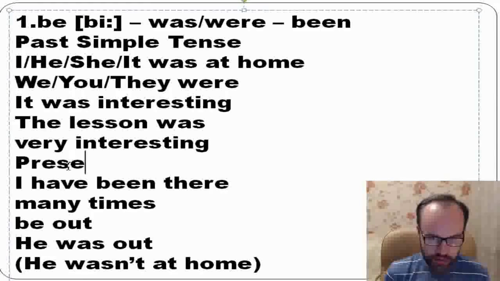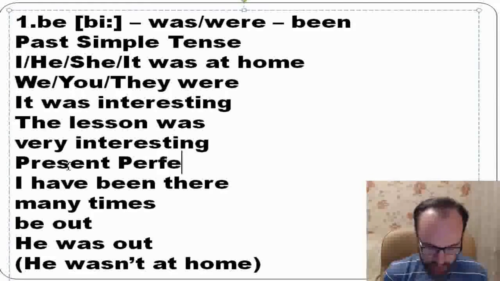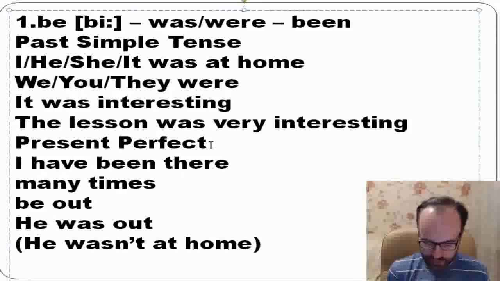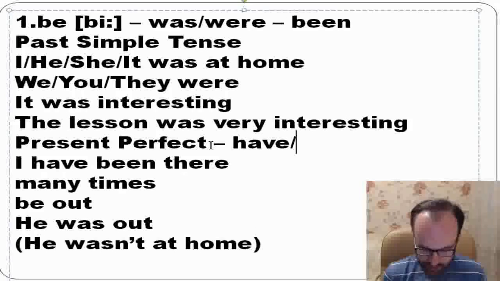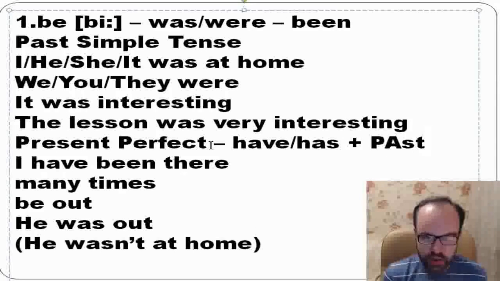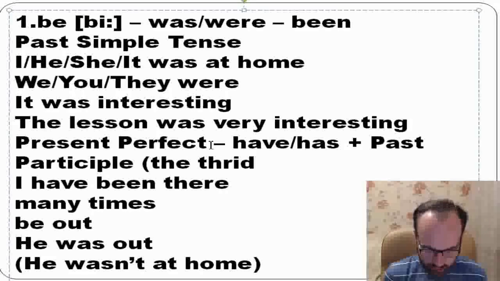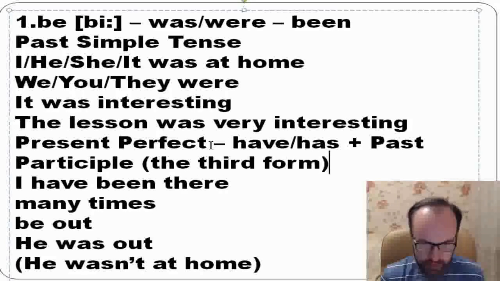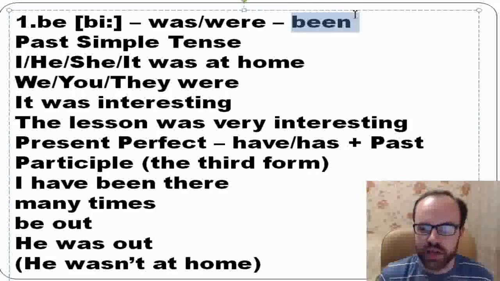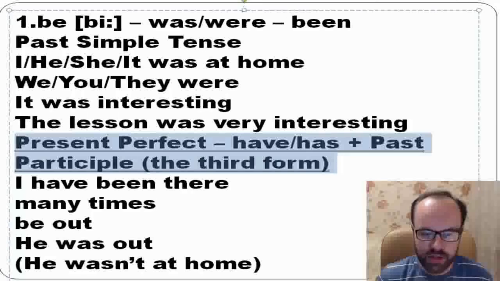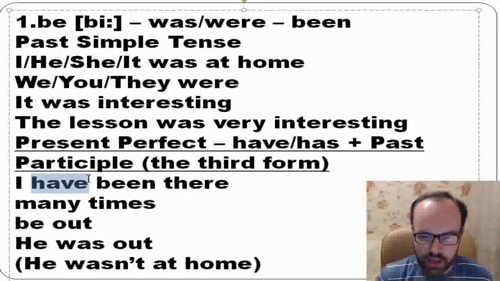So it's present perfect. How do we know that it's present perfect? Who knows? We form this tense this way: have or has plus past participle. Past participle means the third form. Been is a past participle, it's the third form. So you see that there is have plus past participle, the third form, so you can understand that it's present perfect.